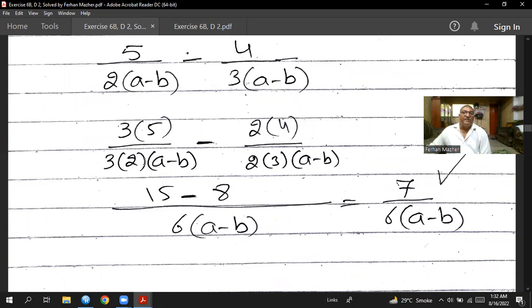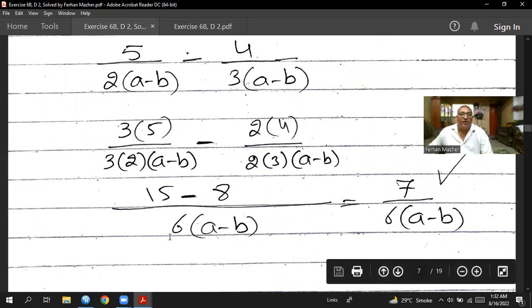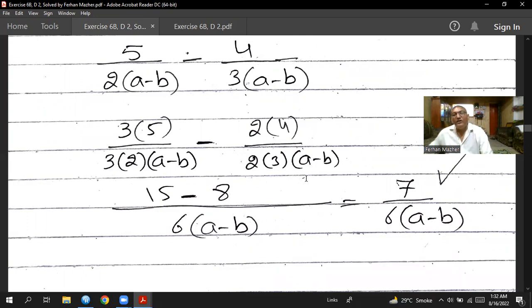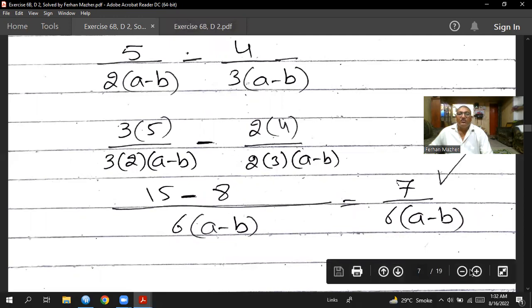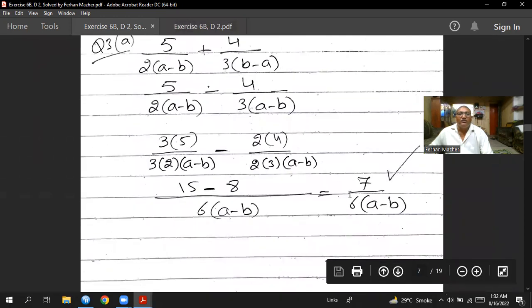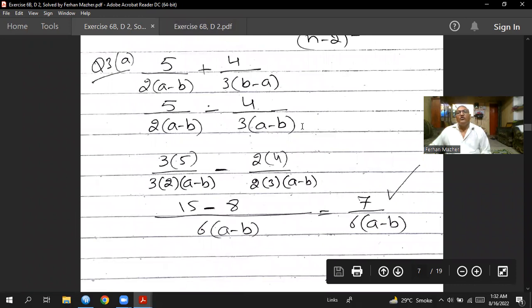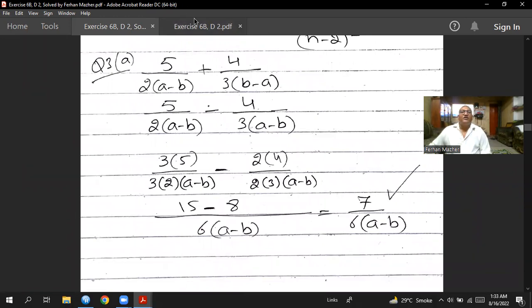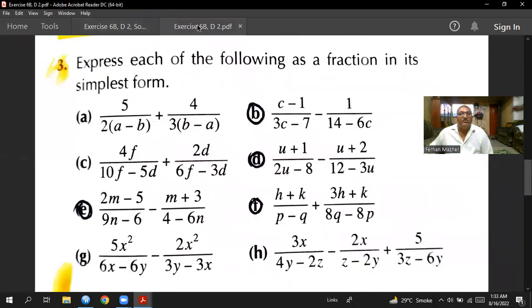So now you can take that common. You can write a single fraction here. The denominator will be 6 bracket a minus b bracket close. Upstairs I will have 15 minus 8, and that will be 7 divided by, in the denominator, 6 bracket a minus b bracket close. So this is how you will do this question. So let me show you the whole question together. The whole question is coming up on your screen. You can pause the video and take time with this question.